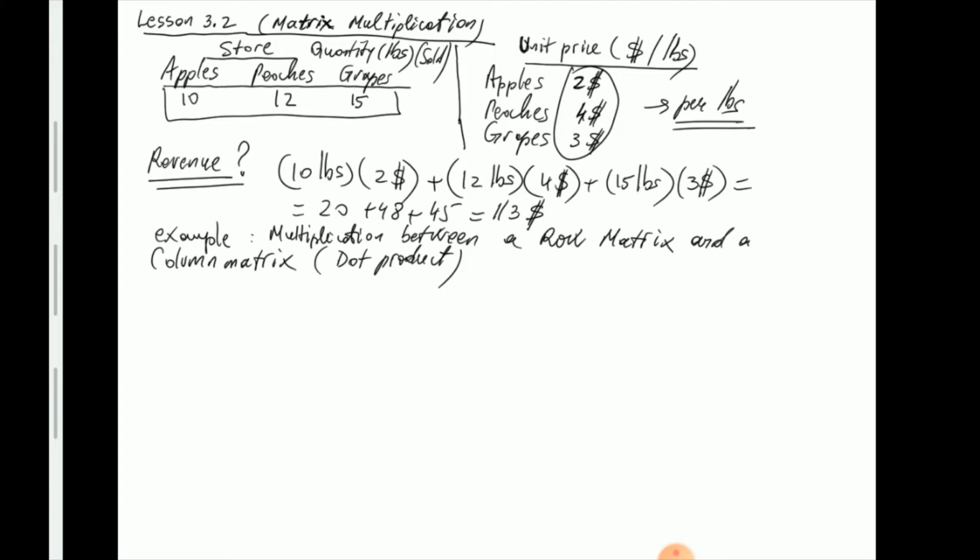But for now, what matters here is that the number of components for the row and the column are the same. So when we talk about the multiplication between a row matrix and a column matrix, one condition is that they need to have the same number of components.